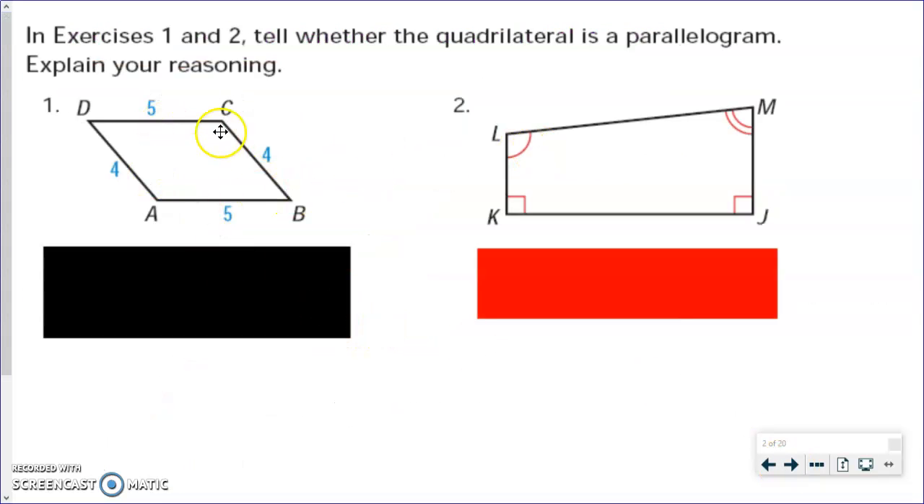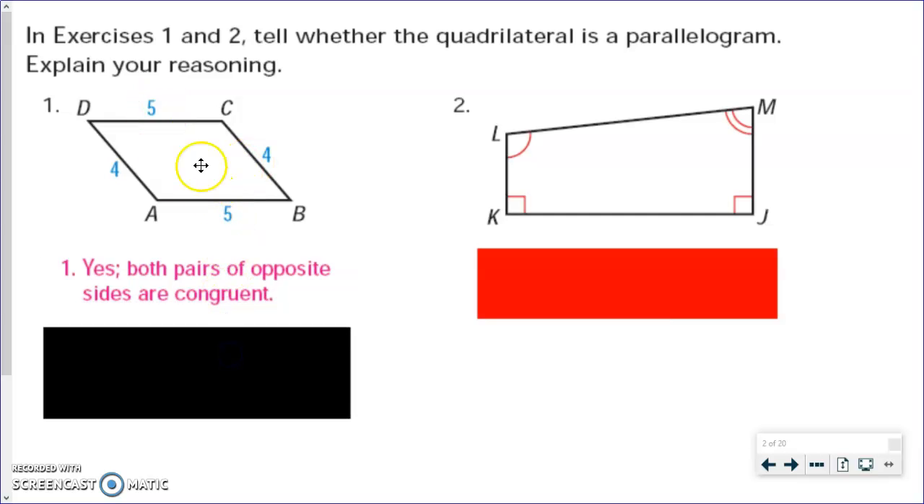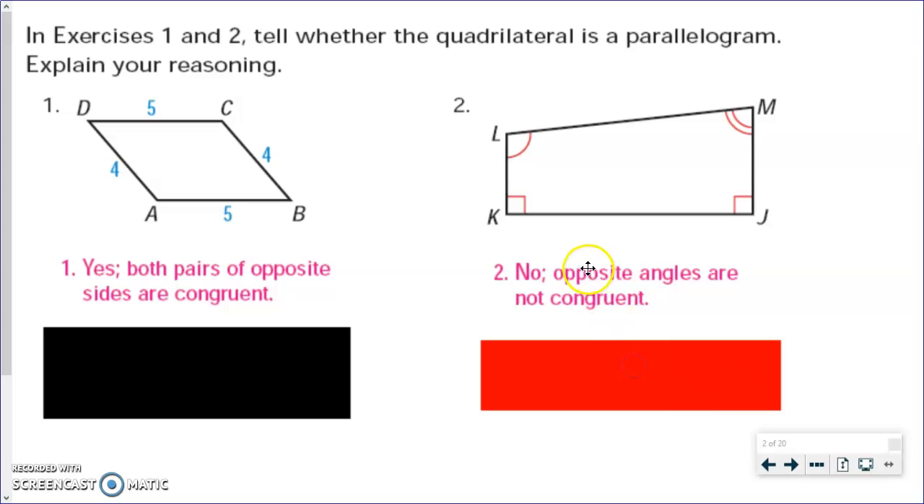So if we look at these two shapes here, this one, we've got the lengths of all the sides, and both pairs of opposite sides are congruent, so that is a parallelogram. And then how about this one? We've got congruence marks on some of the angles. K and J are congruent, but they're not opposite of each other. If we look at a pair of the opposite angles, we can see that they're not congruent. So is this a parallelogram? You're right, no, it's not.